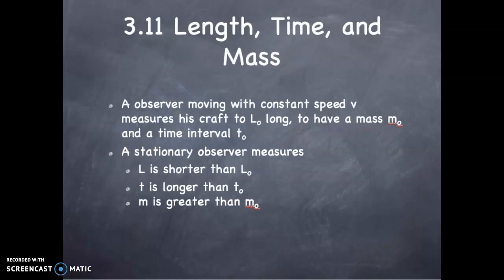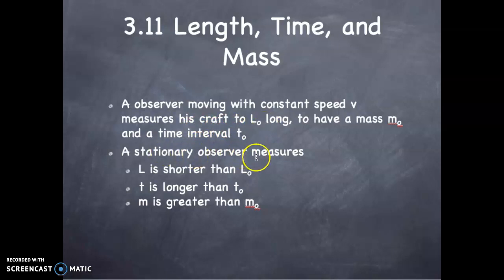And lastly, there are some interesting situations that occur based on the theory of relativity. It is that time is not absolute, length is also not absolute, nor is mass. An observer moving with constant speed v measures his craft to have a length of L sub 0. He or she is moving with the craft, and measures it to have a mass of M sub 0, and makes that measurement in a time of T sub 0.